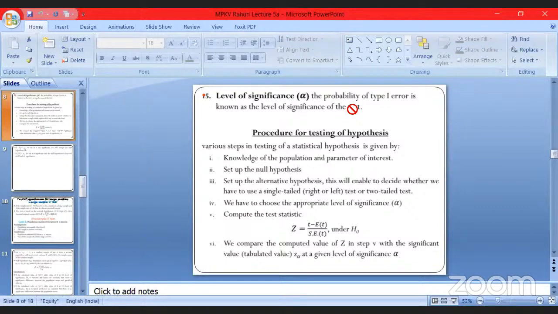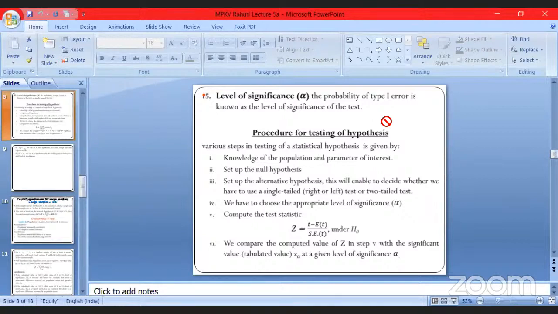I'll repeat. Alpha is the probability of type 1 error. Beta is the probability of type 2 error. Alpha is the level of significance. And 1 minus beta is the power of test. These 4 points are clear. I had told you people to keep pen and note ready. So I had told you alpha, beta, and what is level of significance and what is power of test.